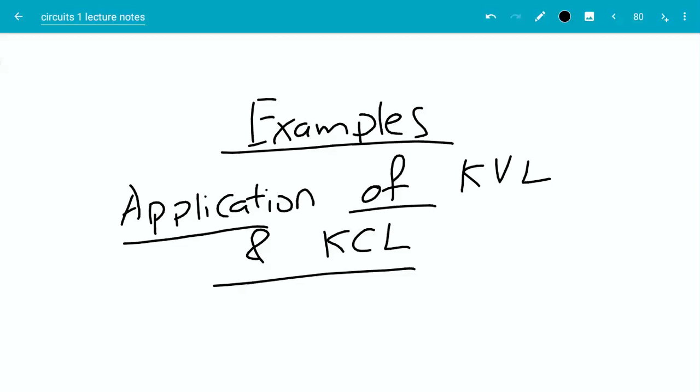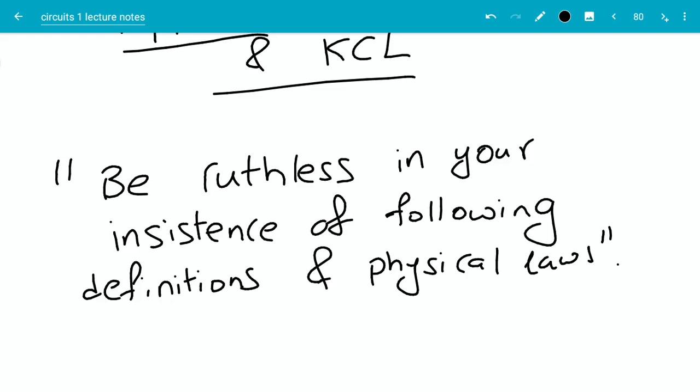Hello everyone. Let's look at some examples involving application of KVL and KCL. While solving these circuits, I want you to keep one thing in mind. You have to be ruthless in your insistence of following definitions and physical laws. That means no hand waving. Any statement you make must be backed either by a definition or by physical law. If it's not, then you cannot make that statement.